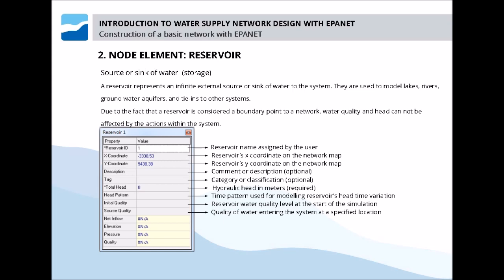We have the total water hydraulic head in the reservoir, the possible behavior pattern to model the head time variation, and if we are using quality parameters, we also have water quality level in the elements at the start of the simulation and water quality entering the system at a specific location. Quite obviously, the last 4 values, net inflow, elevation, pressure and quality, are not yet available, since we still have not run our simulation.